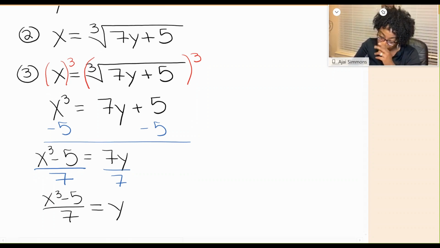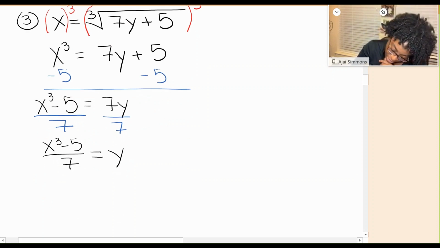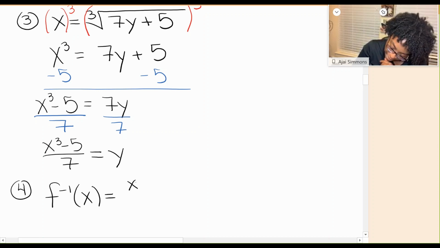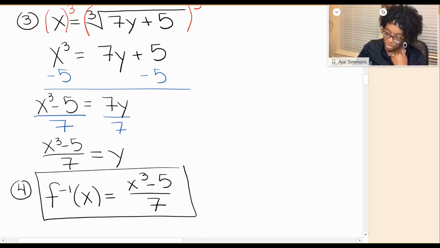And the last thing I got to do here is to put the notation in place. So I'll put f inverse and x to the third minus 5 over 7. And this is your inverse.